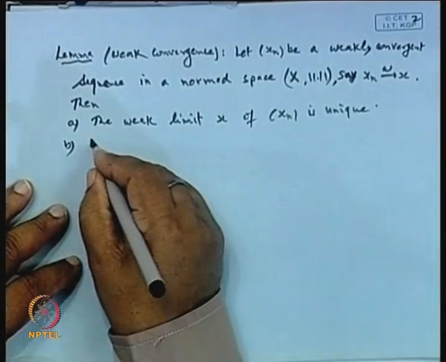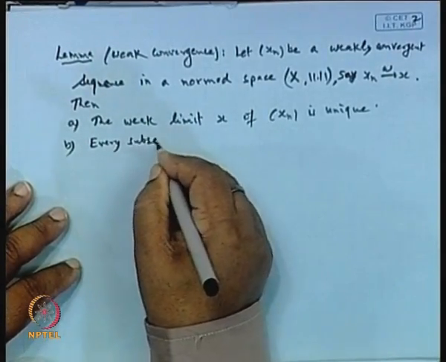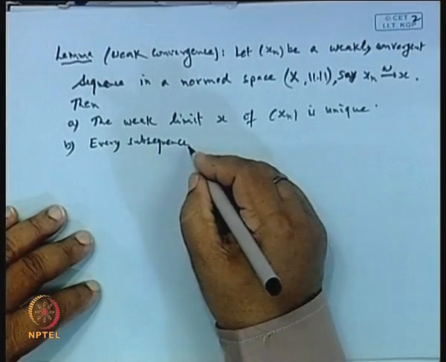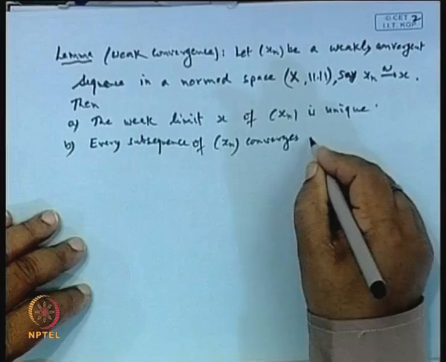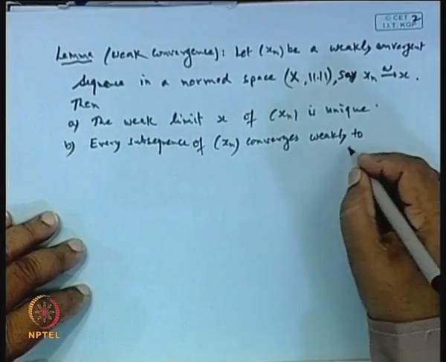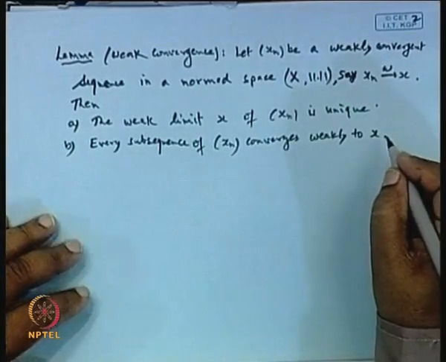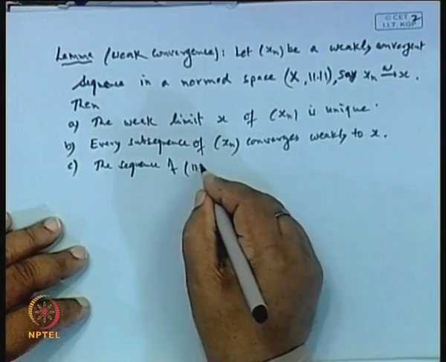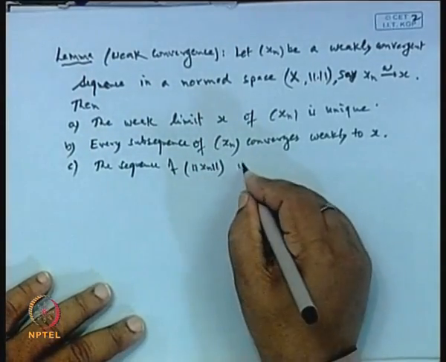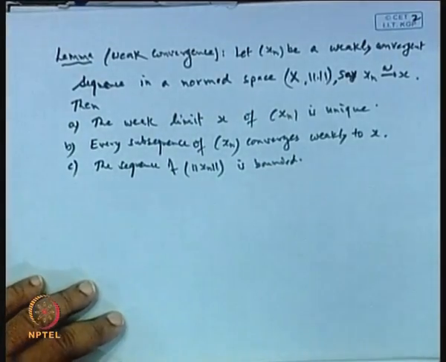Second, every subsequence of x n converges weakly to x. Okay. Just like in an ordinary sequence of scalars, if a sequence converges, then all of its subsequences will also converge, similarly here also it will converge weakly. And third, the sequence of norms is bounded.